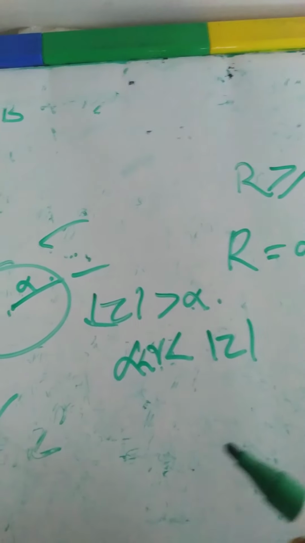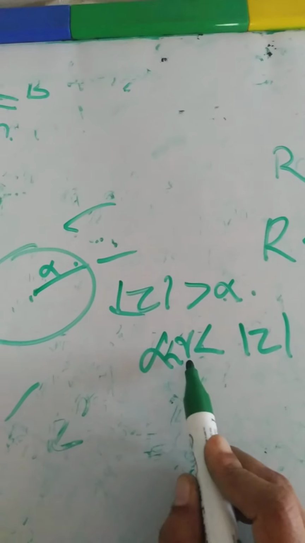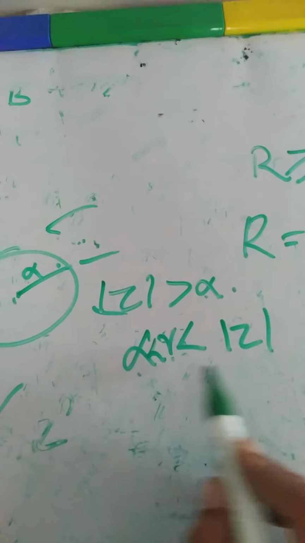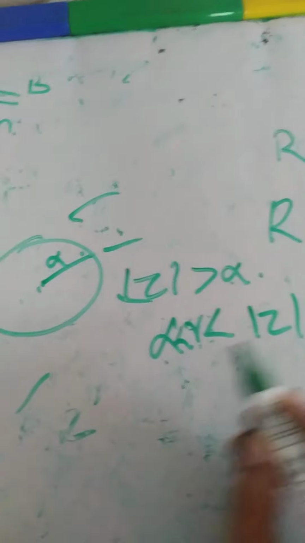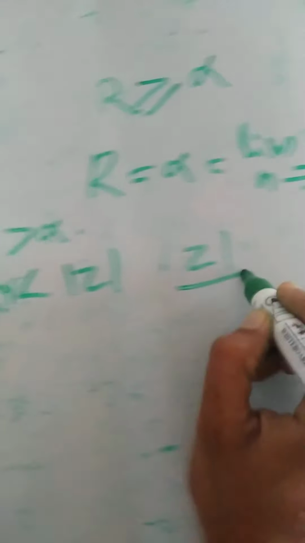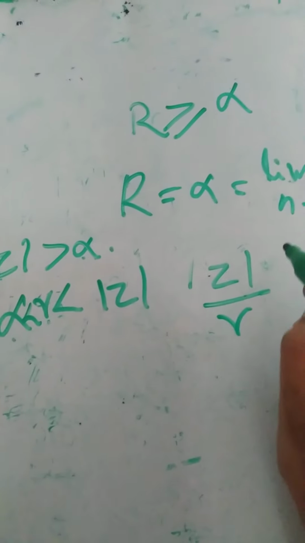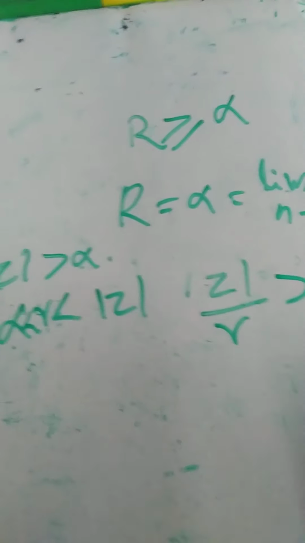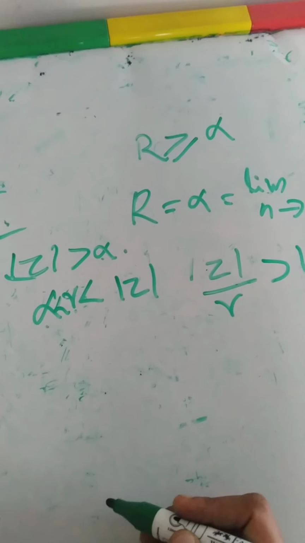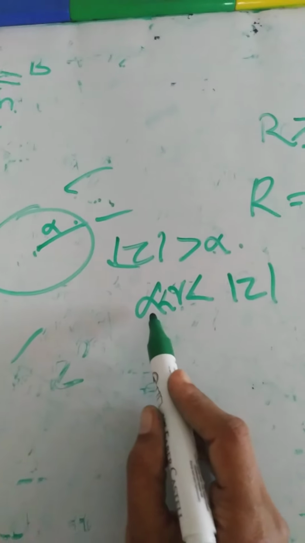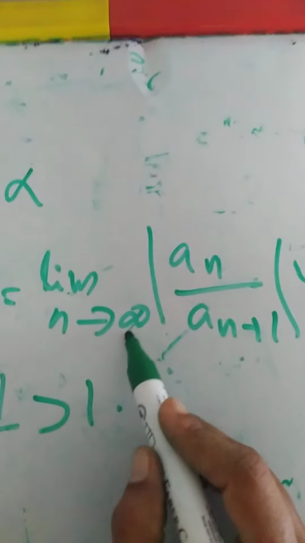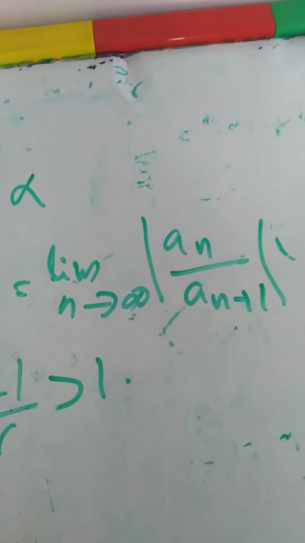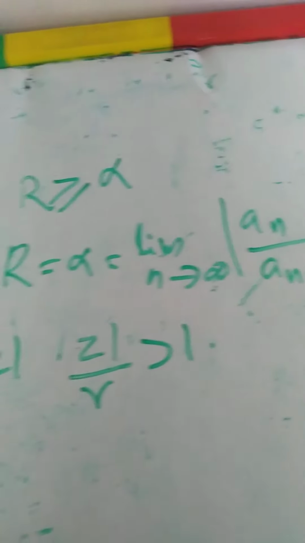Now you repeat the same procedure. You just take an r in between alpha and mod z. Then what will happen to mod z by r? Mod z by r is greater than 1. So now your r is greater than alpha. What is your alpha here? The limit as n tends to infinity of modulus of a n divided by a n plus 1.